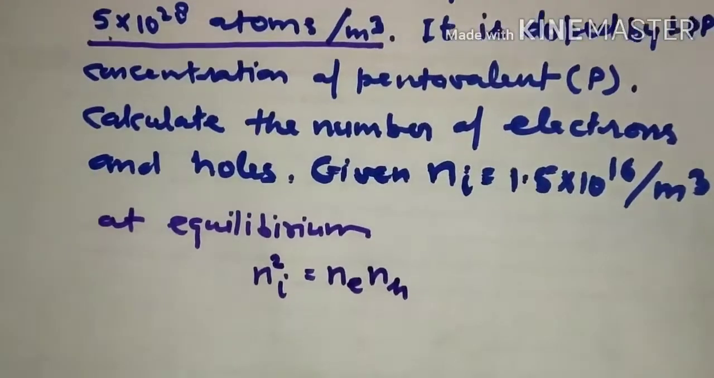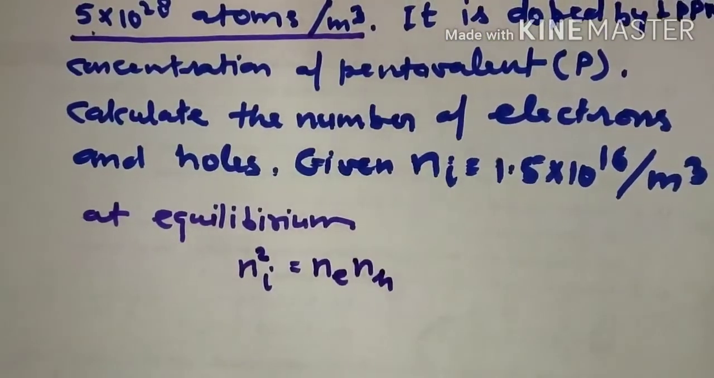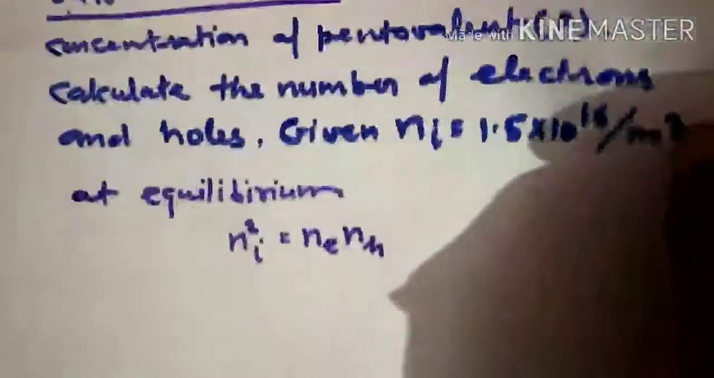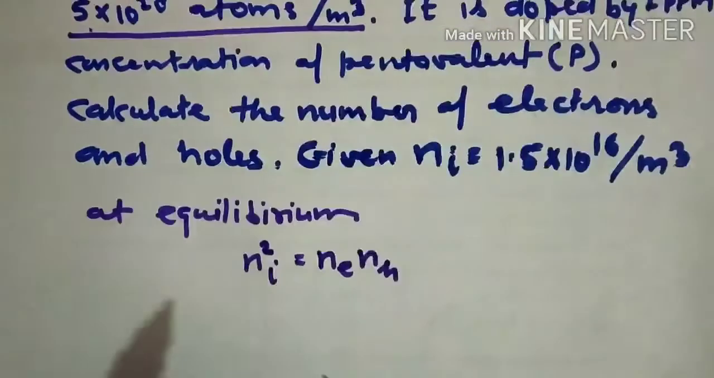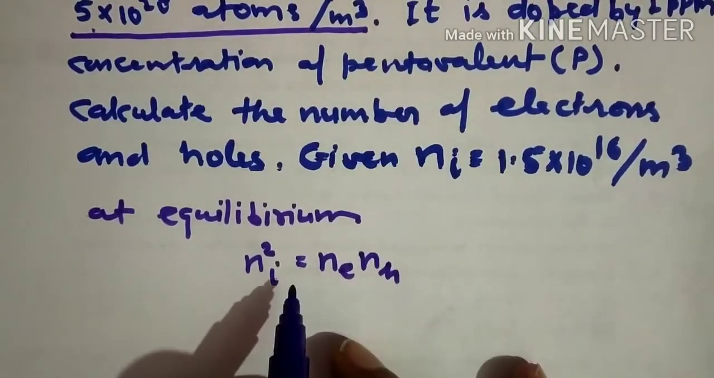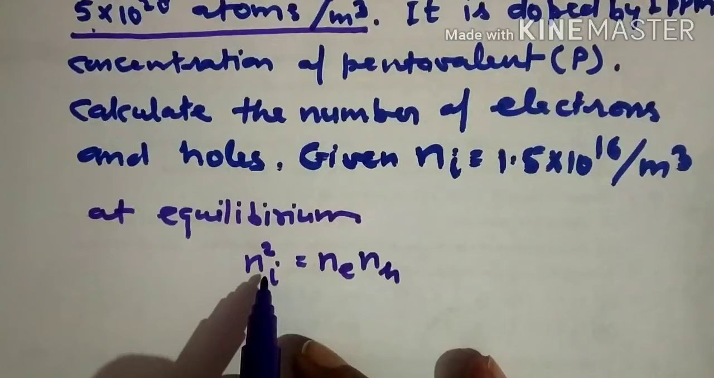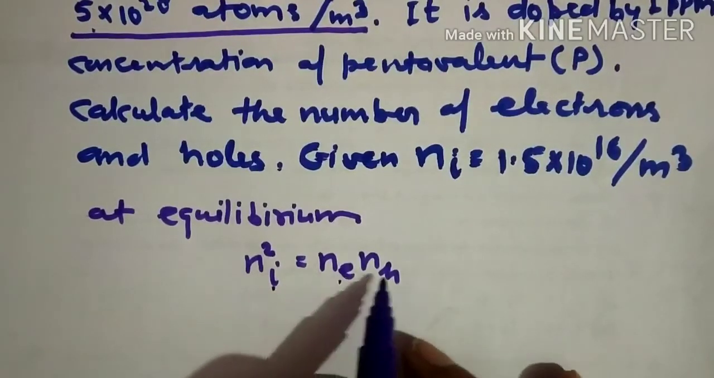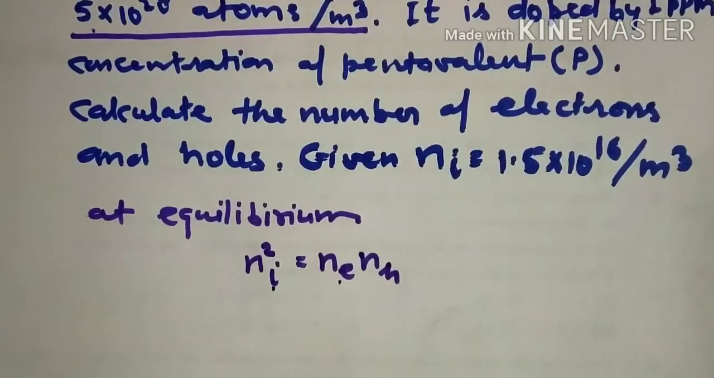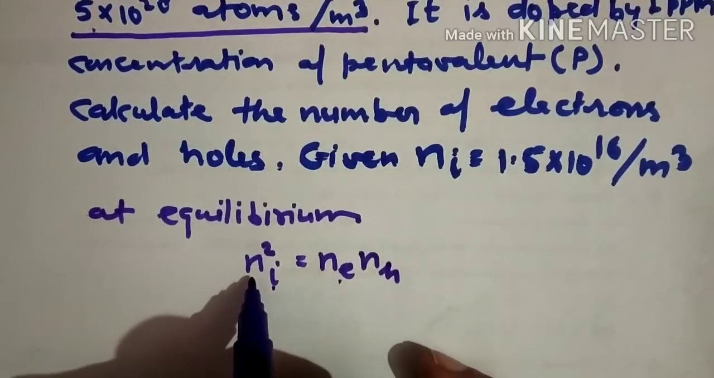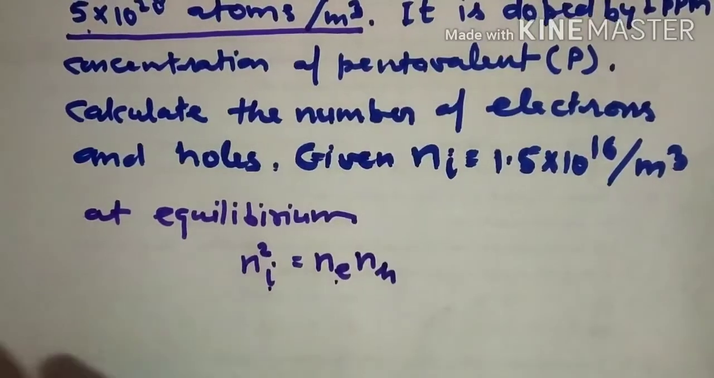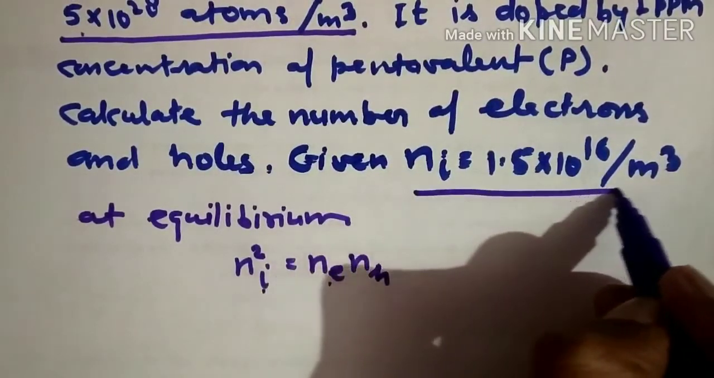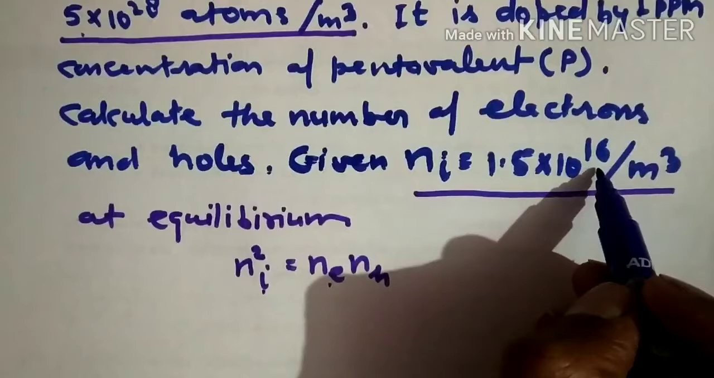This is the general form. When we study electronics in higher classes, we will find some more modified forms. So this is the general equation which relates the number density of current carriers with the number density of electrons and the holes. Here the number density of current carriers is given as 1.5 into 10 to the power 16 per meter cube.